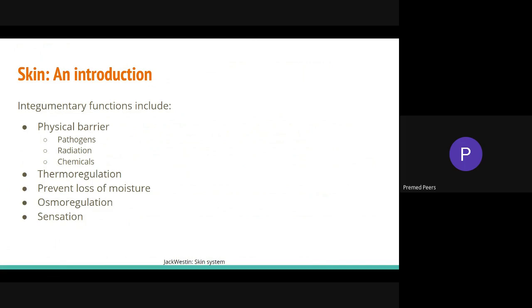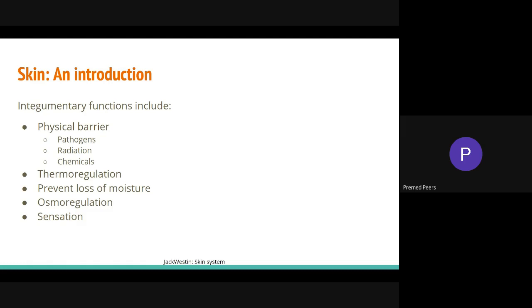The integumentary system, also known as the skin. The skin is the largest organ in the body and serves many functions. First, the skin acts as a physical barrier between various pathogens, radiation, chemicals, and more. The skin is also a vital part of thermoregulation due to the action of sweat glands, insulation provided by hair follicles, insulation from fat, and usage of vasoconstriction or vasodilation as needed.